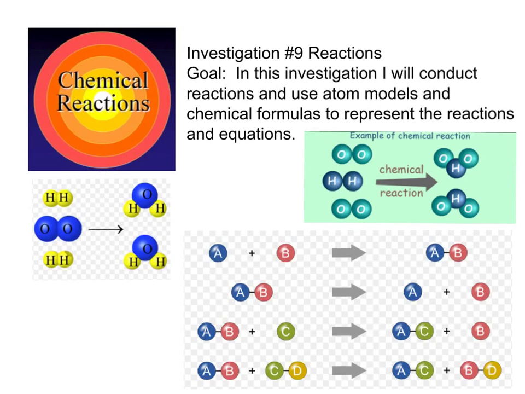Investigation number 9. It's called reactions. The goal in this investigation is to conduct reactions and use atom models and chemical formulas to represent reactions and equations. So chemical reactions is investigation 9, and what we'll do in investigation 9, which was a little bit different than investigations 1 and 2 when we did learn about chemical reactions.